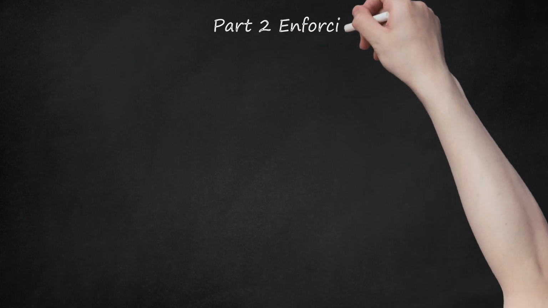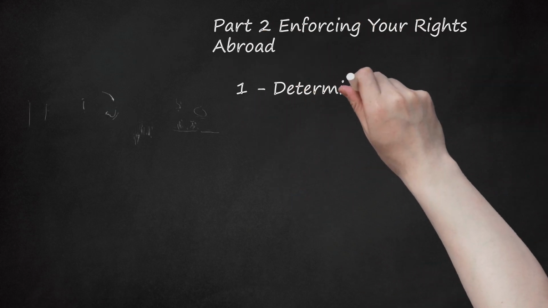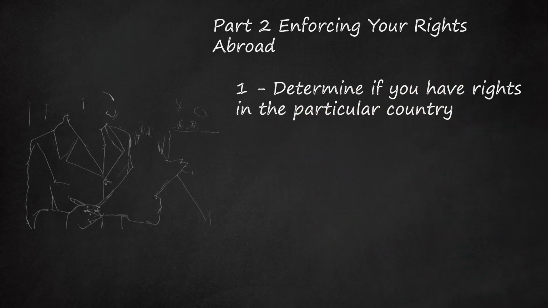Part 2. Enforcing your rights abroad. 1. Determine if you have rights in the particular country. If your intellectual property rights have been infringed, you will most likely have to enforce your rights in a foreign court or administrative agency in order to get an adequate remedy. Because intellectual property rights are territorial, you will only be able to enforce your property rights in countries where your property has been validly registered.